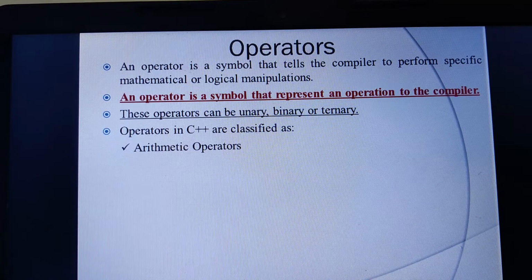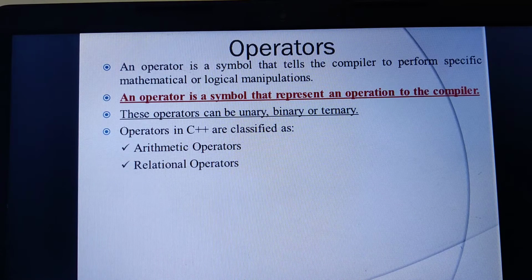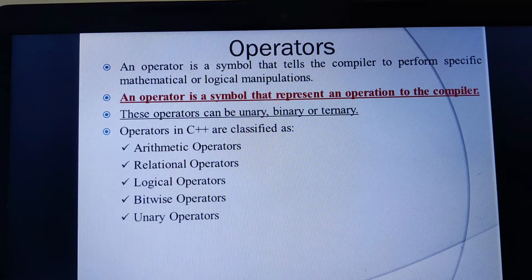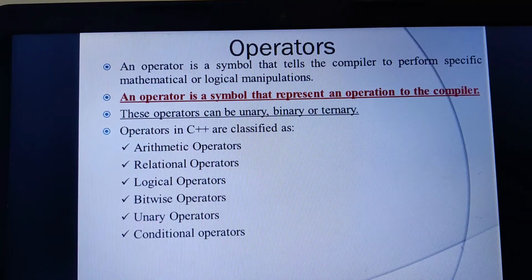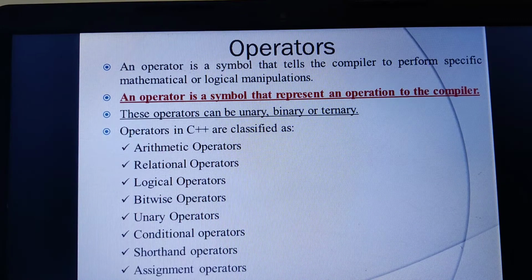Operators in C++ are classified as, as I said, arithmetic operators, relational operators, then logical operators, then bitwise operators, unary operators, conditional operators. Conditional ternary operators can also be referred to as conditional operators. Then we have the shorthand operators, and finally the assignment operator. See, one of the assignment operators we have seen: when I say int a is equal to 10, when you encounter that single equals to sign, it is not equals to, it is an assignment operator. Now I hope you are able to get an idea, because already you know about the assignment operator.